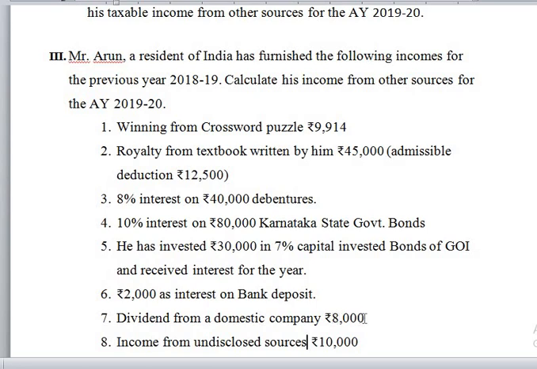Dividend from a domestic company, rupees 8,000. It is exempted. And the last one is income from undisclosed sources, rupees 10,000. It is taxable under income from other sources. So find out the taxable income from other sources. Thank you.